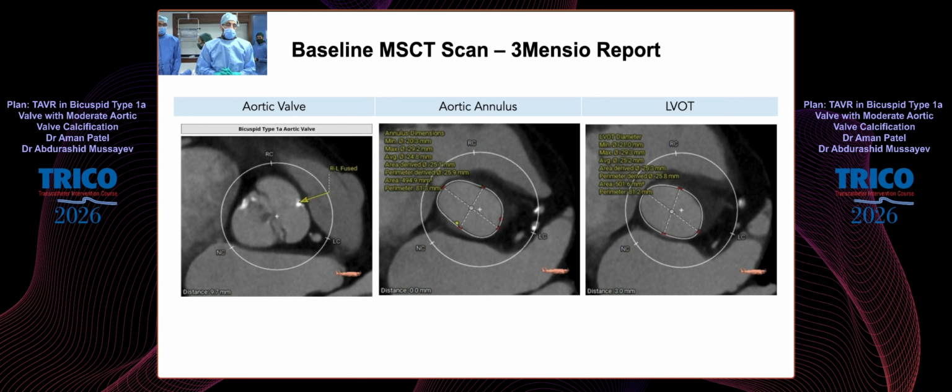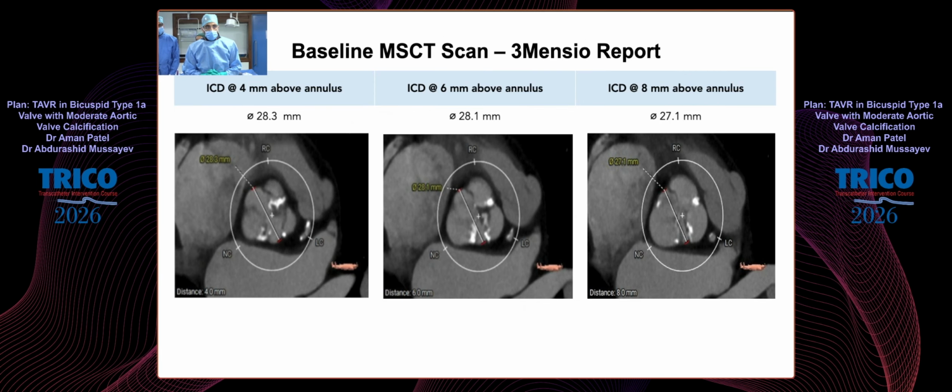Aortic annulus minimum diameter is 20.3 millimeter. As it's a bicuspid aortic valve, we are going to plan for a pre-dilatation, and pre-dilatation will be done with a 20 millimeter Mammoth balloon. Next slide. These are the intercommissural distance measurements, 4, 6 and 8 millimeter above the annulus. And looking at the annulus and the ICD, the anatomy that we have is a flared anatomy. So valve sizing is going to be based on the annulus and not on the ICD.